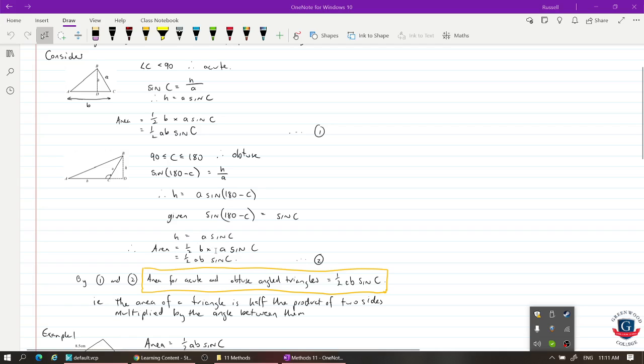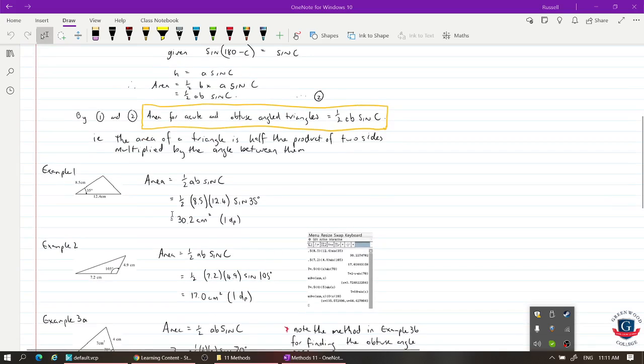Substitute that into our normal area formula, half base times height, the height being a sine C. Rearranging it, half ab sine C. So it doesn't matter whether we're looking for the obtuse angle or the acute angle. In both cases, the equation for the area of a triangle is half ab sine C. So half of the two lengths on either side of the angle that we're looking at, and then multiply that by the sine of the angle.